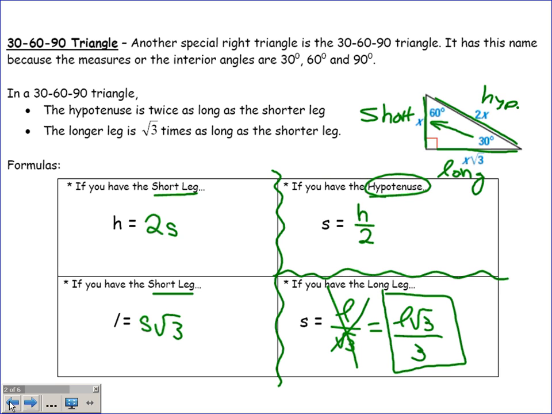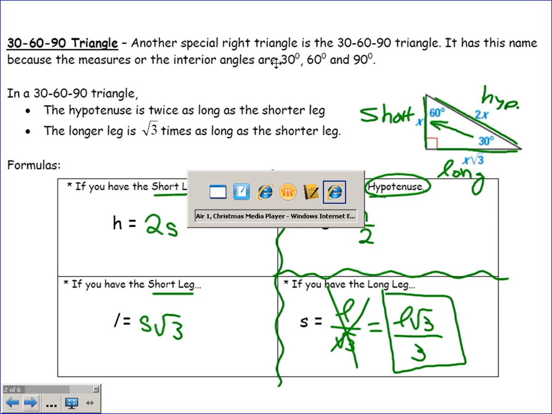Think in your head, okay, I'm given the short side, I need to find the hypotenuse. Okay, that's short side times 2 is the hypotenuse. So if you write them out every time that you're doing them, as long as you're writing out correctly, you're probably going to have them memorized a lot easier than not. If you do have questions on these, I would love to help you.